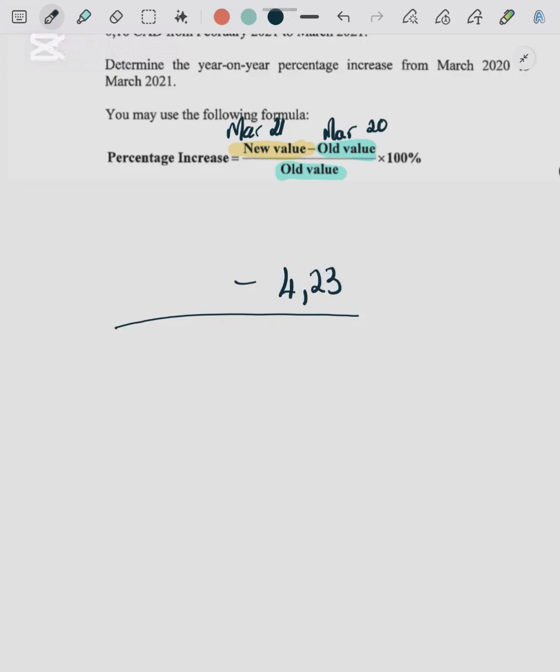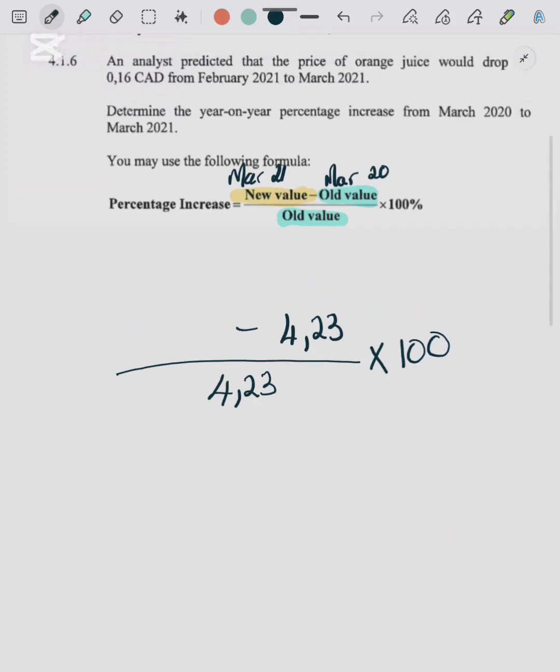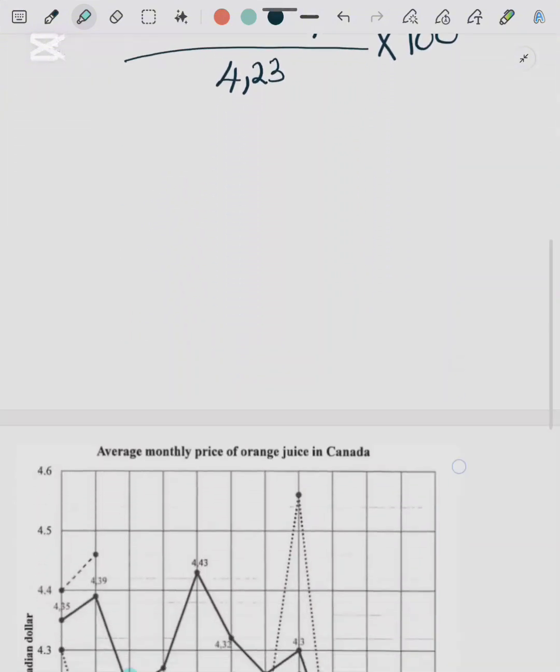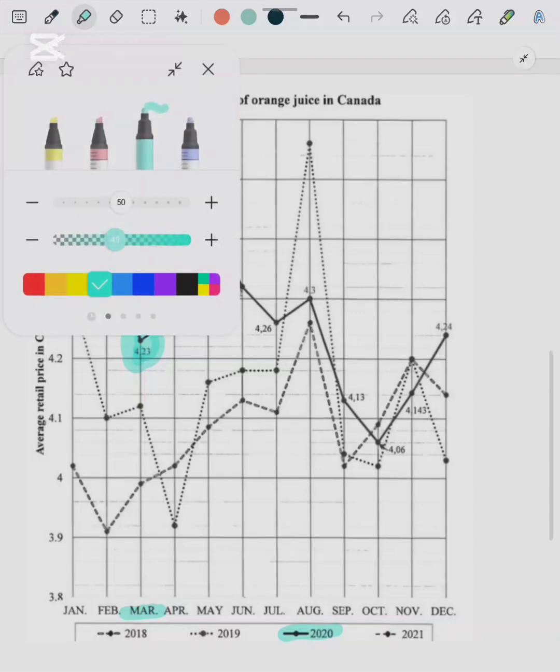And at the bottom here again, 4.23, and the formula says times by 100 as well. Now, the March 2021, well, what do we know about that? They tell us that the price of orange juice is going to drop by 0.16 Canadian dollars from February to March 2021. So let's go and see what the February price is. So again, I'm going to look at my graph here.